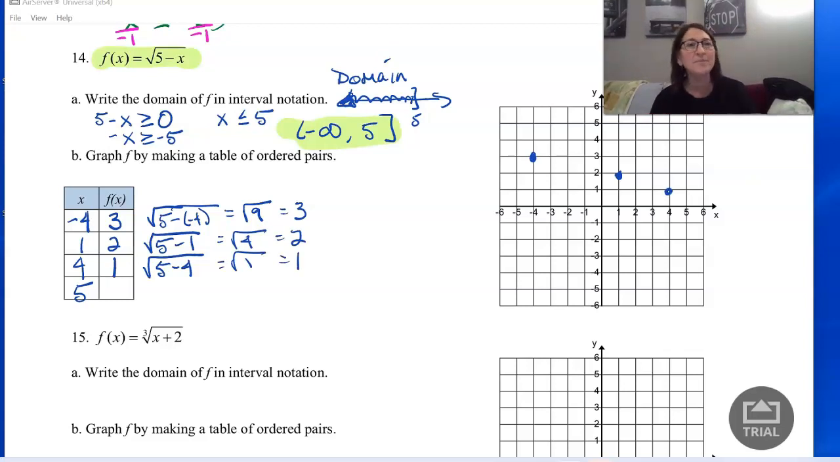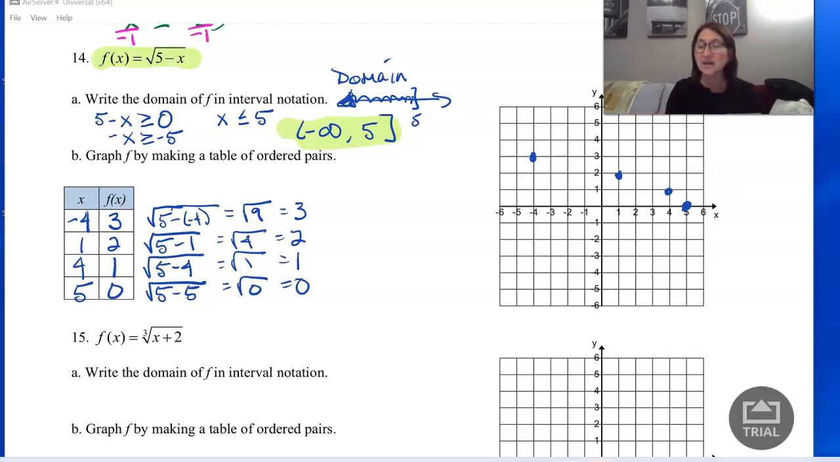Now let's see what happens when we put 5 in. It'll be the square root of 5 minus 5, which is the square root of 0, which is 0. That's going to be right on the x-axis. And so that is a sketch. It's kind of backwards here. Our sketch looks like that and goes on. There we go. Wow. Let's do 15.